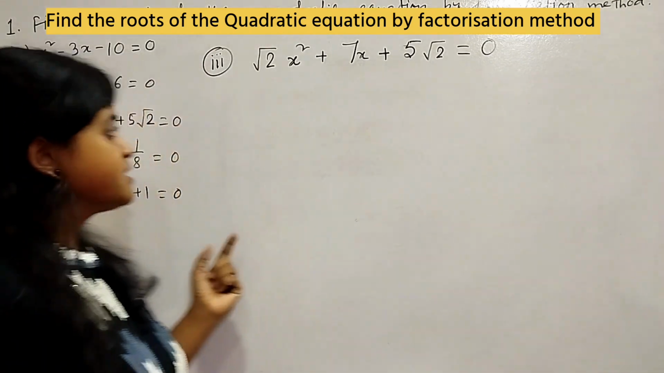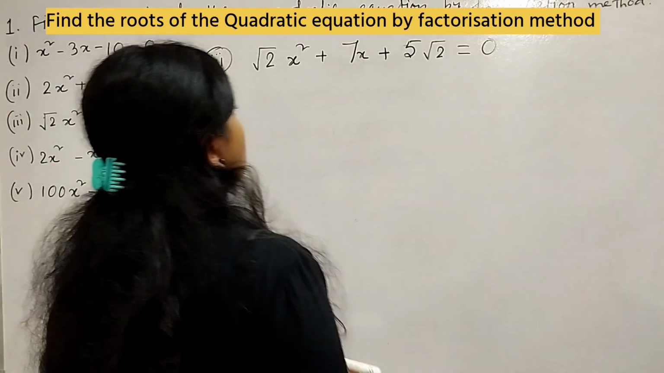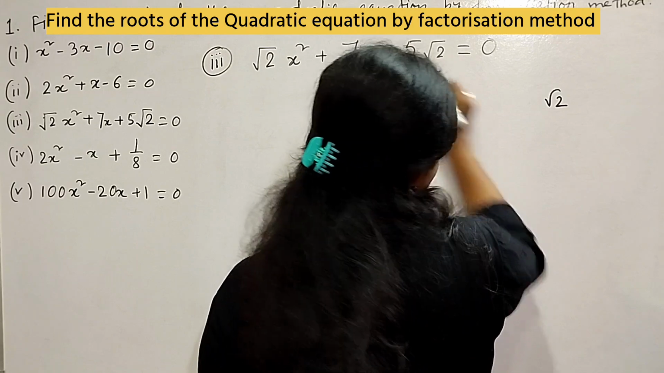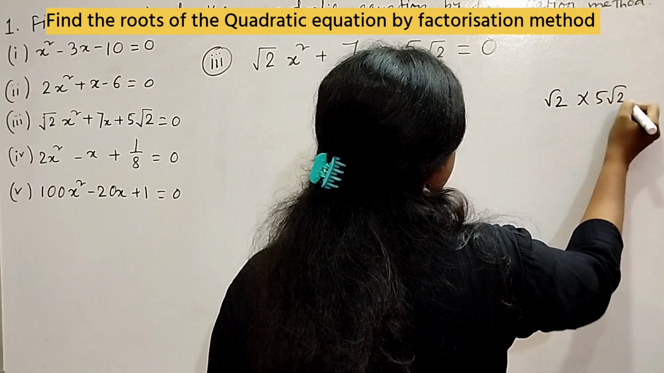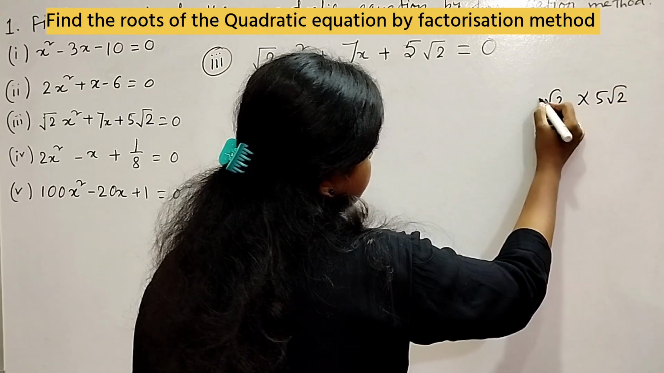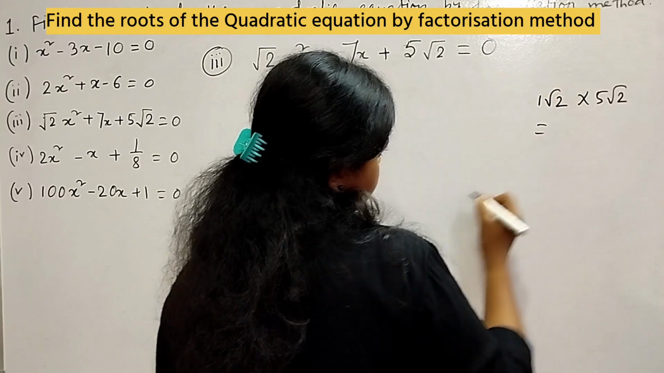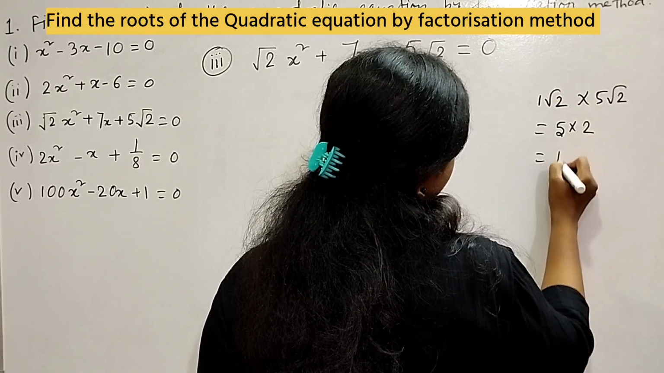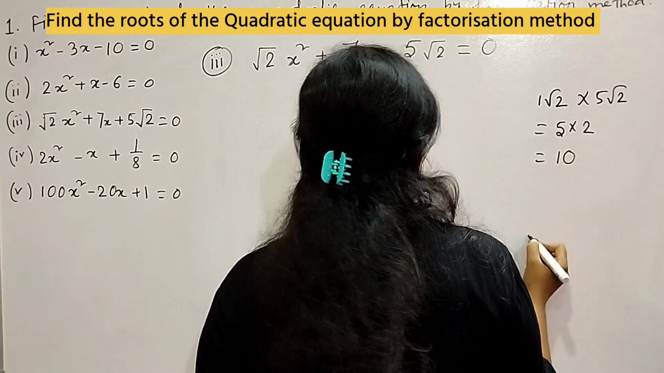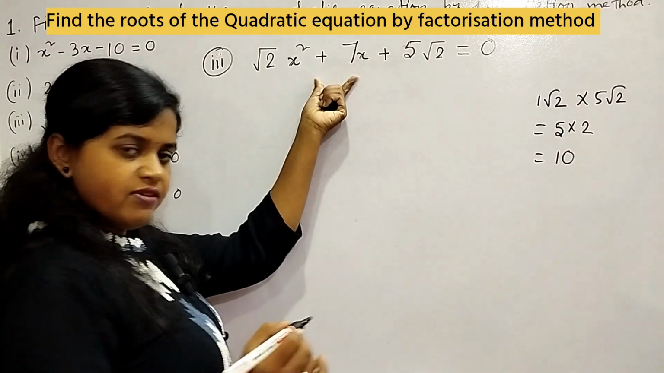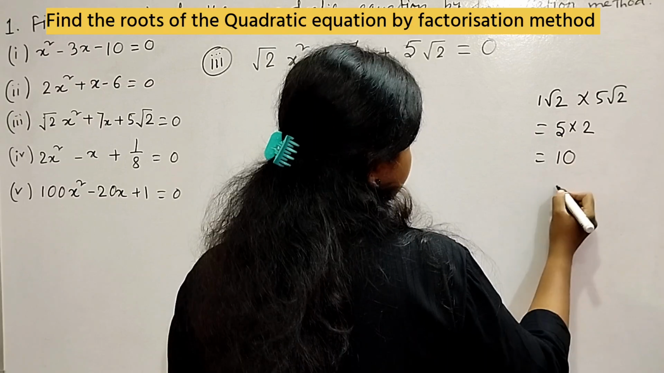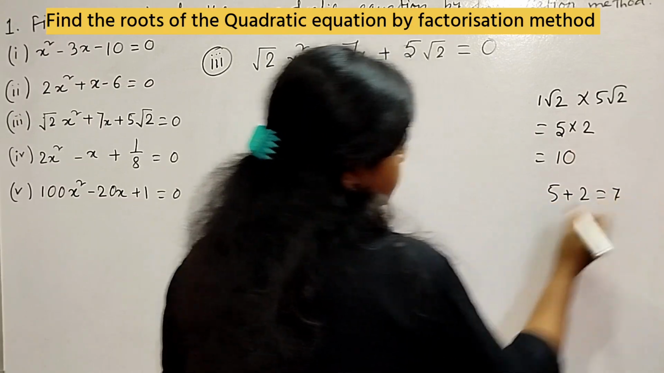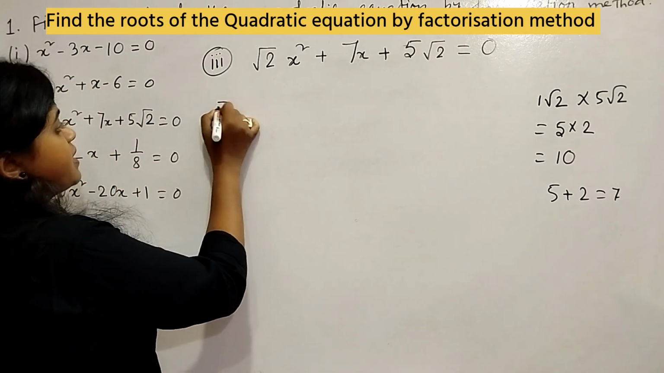Now we will discuss question number 3. The coefficient of x square is root 2 and the constant term is 5 root 2. If you multiply, 5 1 is 5 and root 2 into root 2 is 2, so 5 2 is 10. But we have to adjust 7. So 10 you can write as 5 2 is 10, and 5 plus 2 becomes 7. So you can adjust by this pair.